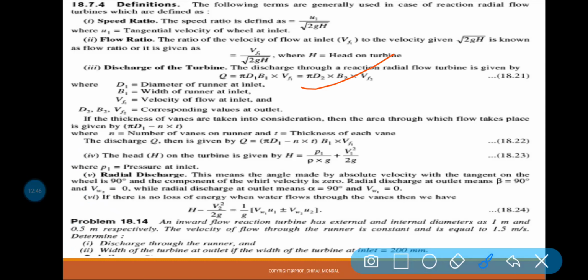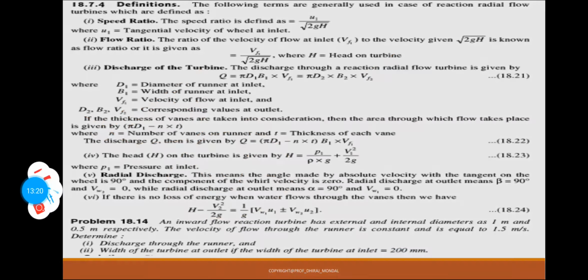Now in case you are considering the thickness of the vane, let us consider t is the thickness and n is the number of vanes you have taken, then it will become pi d1 minus n into t. If the thickness of vanes is taken into consideration, then the area through which the water is flowing can be found this way. The flow takes place through pi d1 minus n into t.